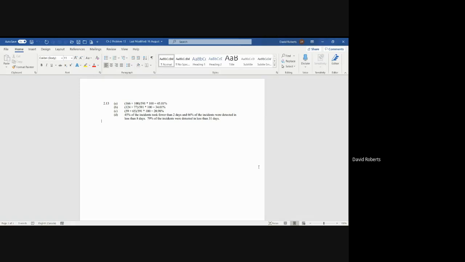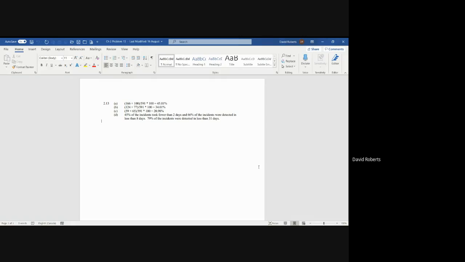Now, what percentage of organizations took fewer than 2 days? So that would be less than 1 day and between 1 and less than 2 days. So you can see the 166 plus the 100, the first two rows in this case, to detect incidents. So that would represent it took less than 2 days, 45% of the time.